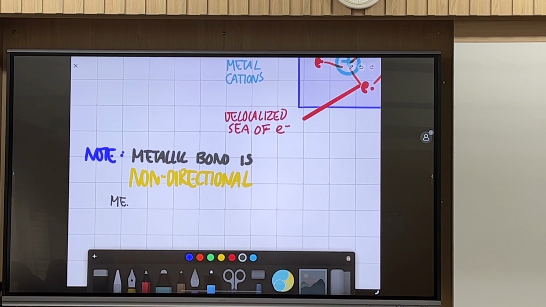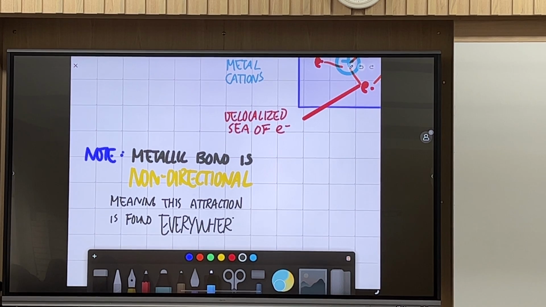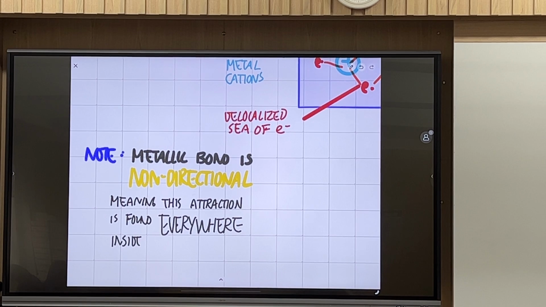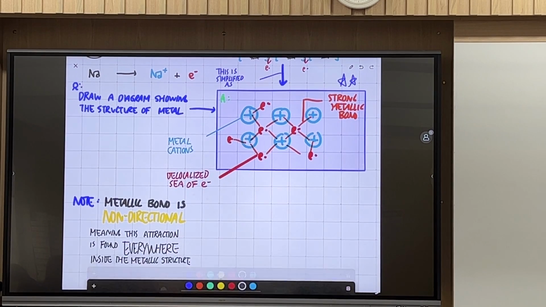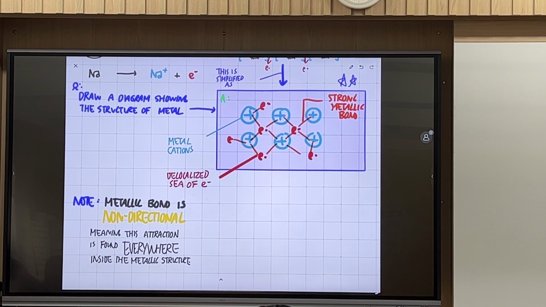So this attraction is found everywhere inside the structure. So everywhere inside the metallic structure. So similarly, ionic bond is also non-directional because ionic bond is also found everywhere inside the structure, right? But what about covalent bond? I want you to think about covalent bond. Is covalent bond found everywhere inside the structure, or is it just found concentrated in a particular region?